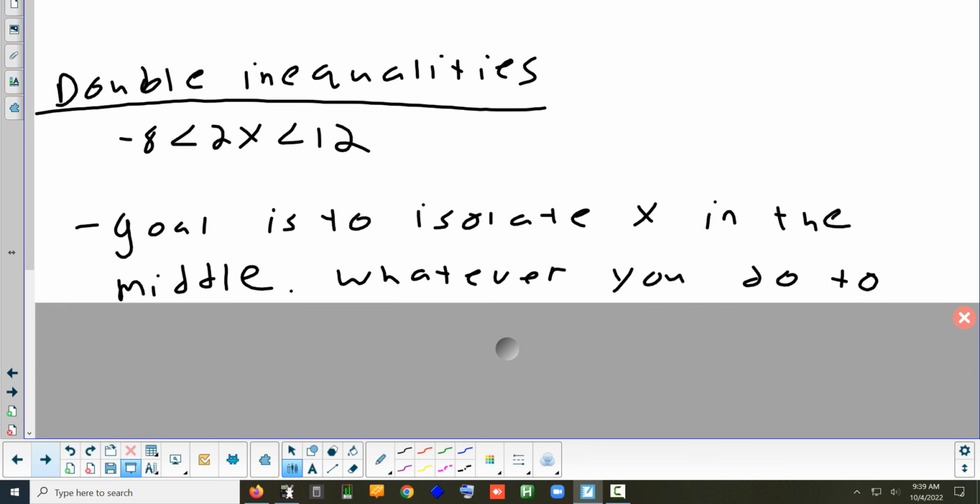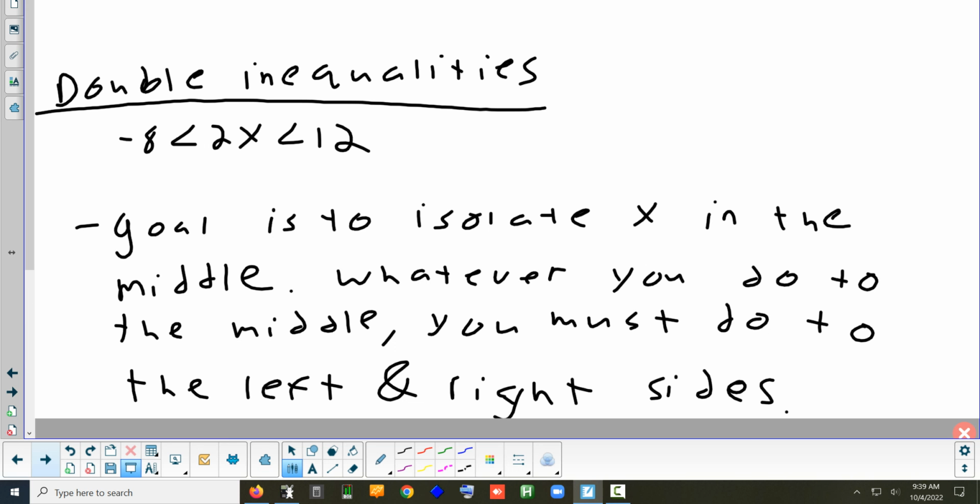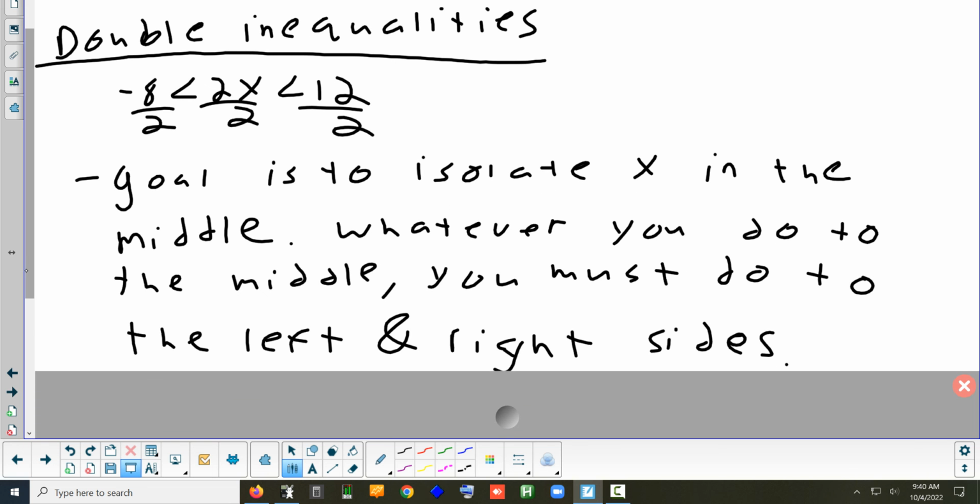All right, so a double inequality. A double inequality is when you have a conjunction. And the goal is to get the x alone in the middle. It's very similar to solving a regular inequality. The only difference is whatever you do to the middle, you have to do to the left and to the right. So if I was going to solve this one, that's how I would do it. I would divide everything by 2. Same rules apply. If you divide by a negative, you're going to end up flipping all your inequality signs. They all flip.